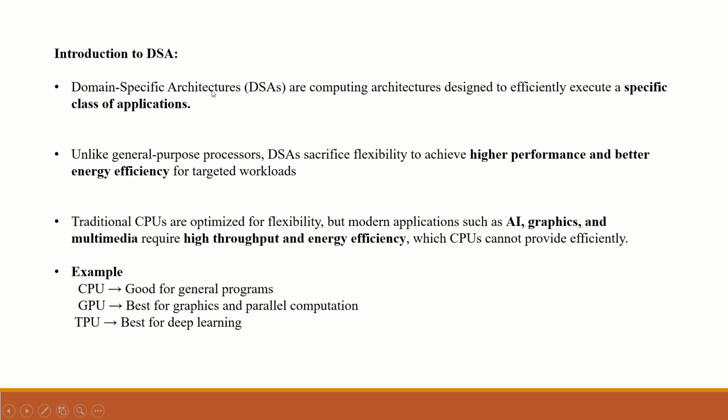The domain-specific architectures are the processors designed for a particular type of work. Unlike CPUs, they do not try to do everything. They just focus on the particular work assigned for them and complete the task very efficiently. So, it has a high throughput and energy efficiency. In this, CPU, GPU and TPU. The CPU is used for general programs, the GPU is used for graphics and parallel computation, and the TPU is used for deep learning.